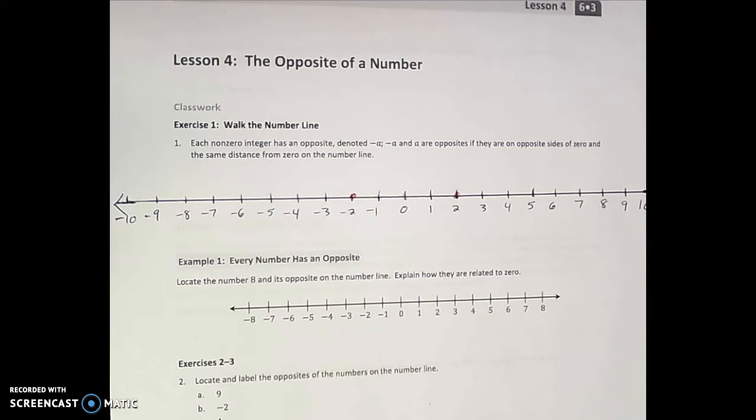0 is going to represent the reference point when locating a point on the number line. It also represents the separation of positive numbers from negative numbers. So opposite numbers are the same distance from 0, but they are on opposite sides of 0. Okay, so let's take a look at example 1.